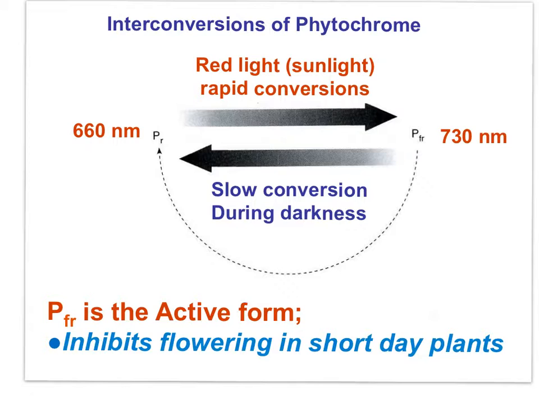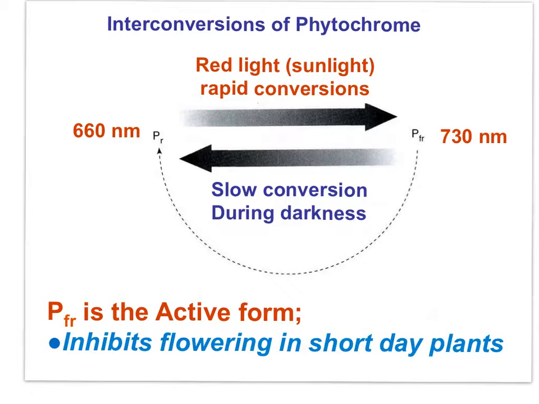During the long days of summer, Phytochrome red is rapidly converted to Phytochrome far red. And Phytochrome far red is the active form, and in short day plants, Phytochrome far red inhibits flowering. Let me say that again. Phytochrome far red is the active phytochrome, and in short day plants, Phytochrome far red inhibits flowering.